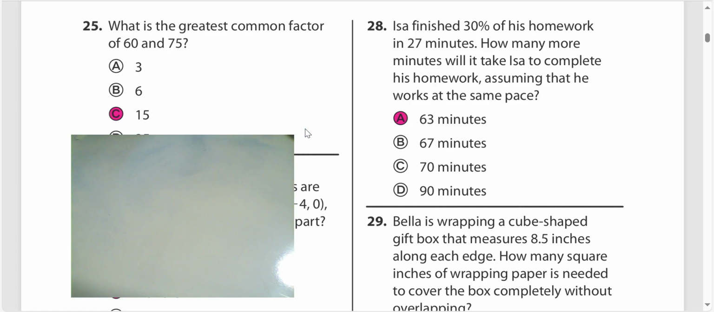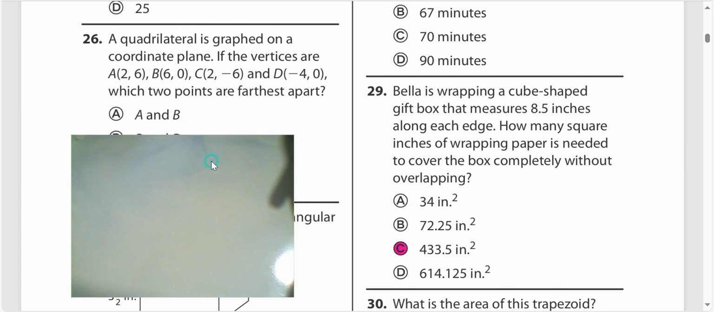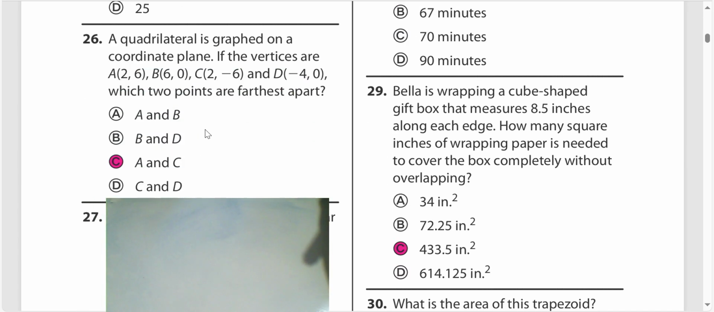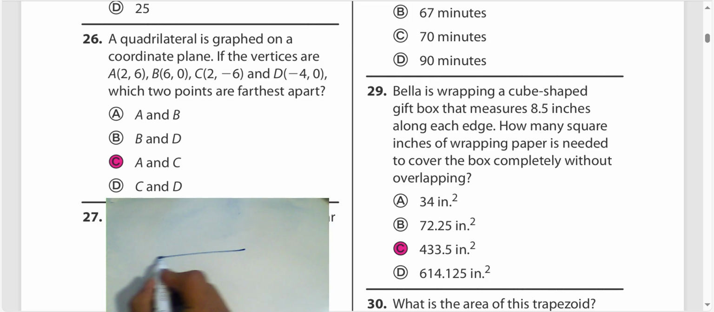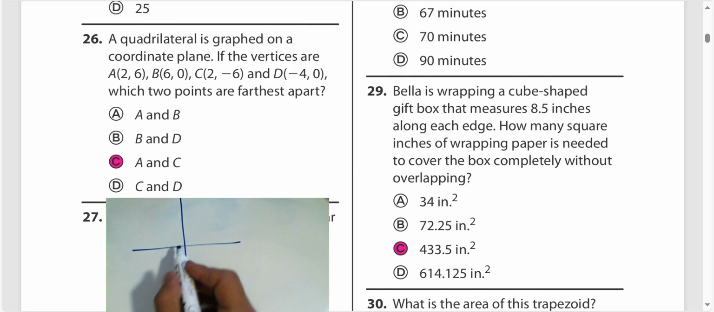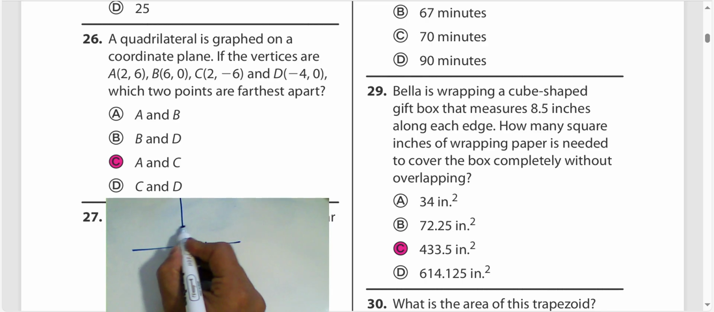Next question. A graph shows the points A, B, C, D. Which points are farthest apart? We have point A at 2 and 6, point C at 2 and negative 6. We call this the farthest apart. It's on the same line here. Look at the steps. The first point is 2 and 6: 1, 2, 3, 4, 5, 6.